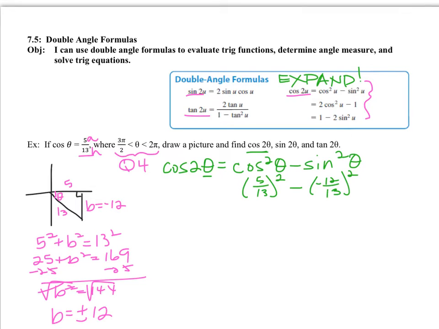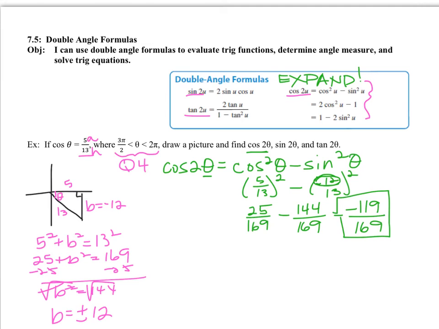If we square 5 and square 13, we'll get 25 over 169. Now looking at that second fraction, it's negative 12 squared. So if we're squaring that negative, we would get positive 144 over 169. Like the sum and difference formulas, you should always get a common denominator in this step. This works out well for us. If we combine the numerators, 25 minus 144 is negative 119 over 169. And that would be the cosine 2 theta definition using this triangle.